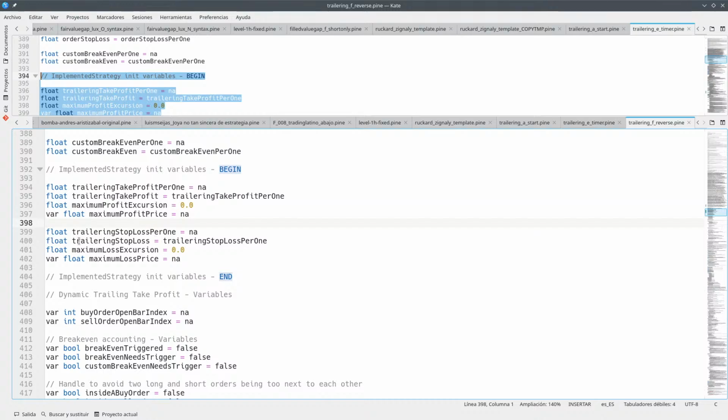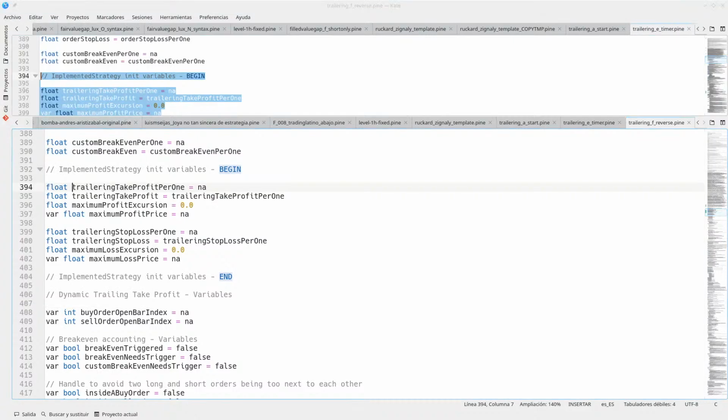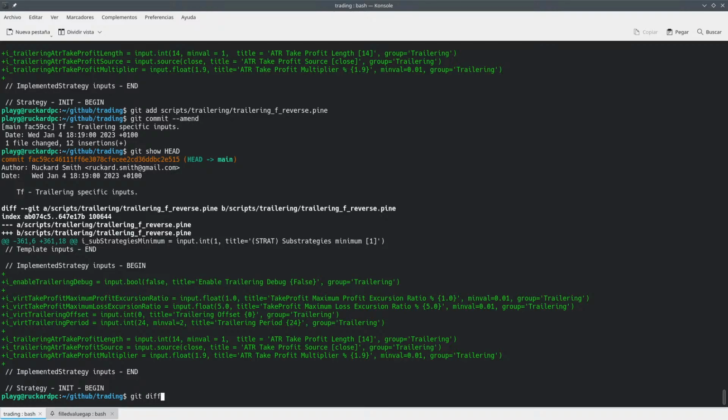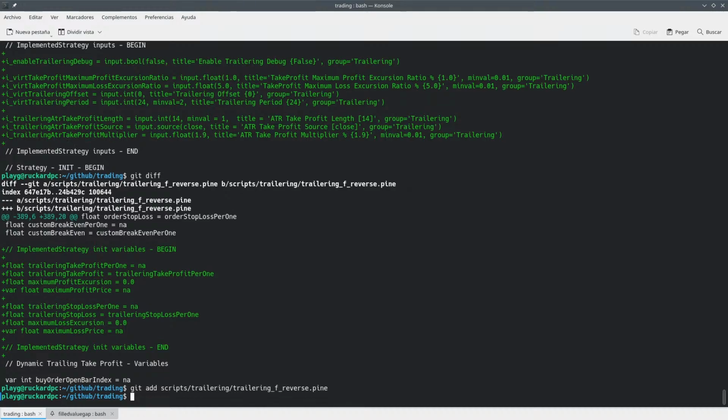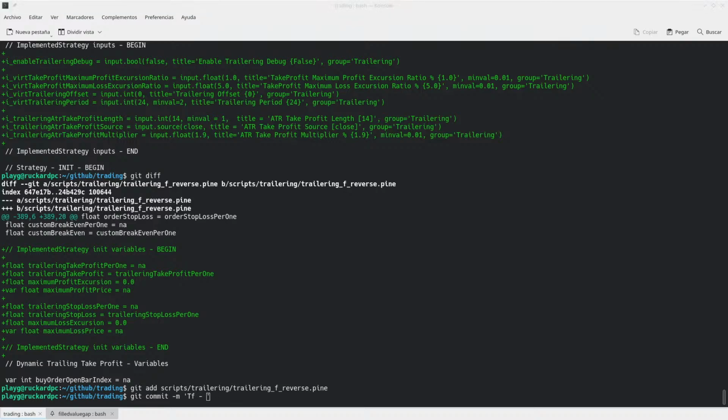The question is, do I use bear? I don't think I need to play with all of this. So let's use this like this, and then later on we will see what we do. So now we have this new code, and we can add it and say that these are the specific init variables.